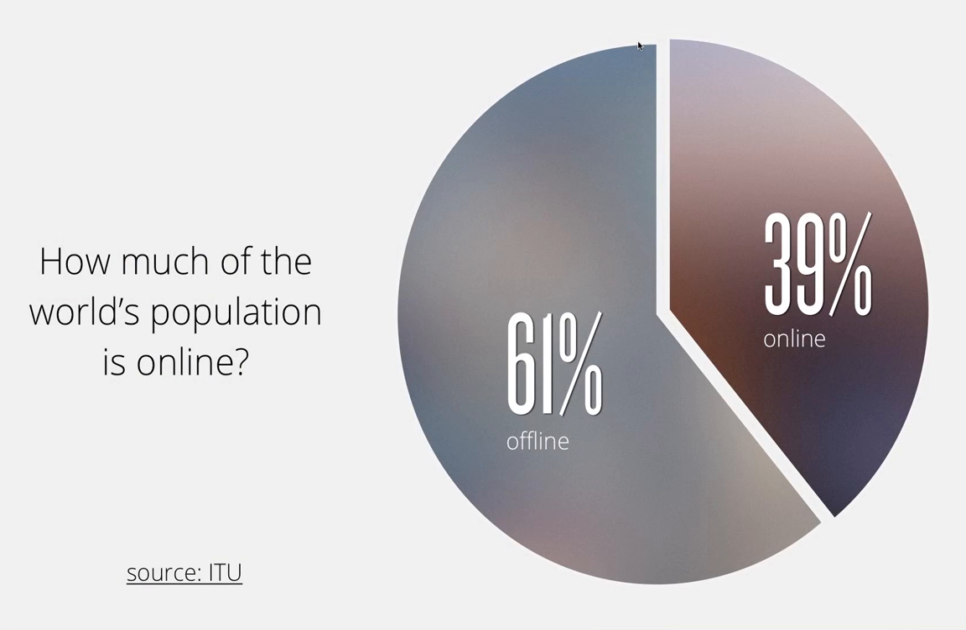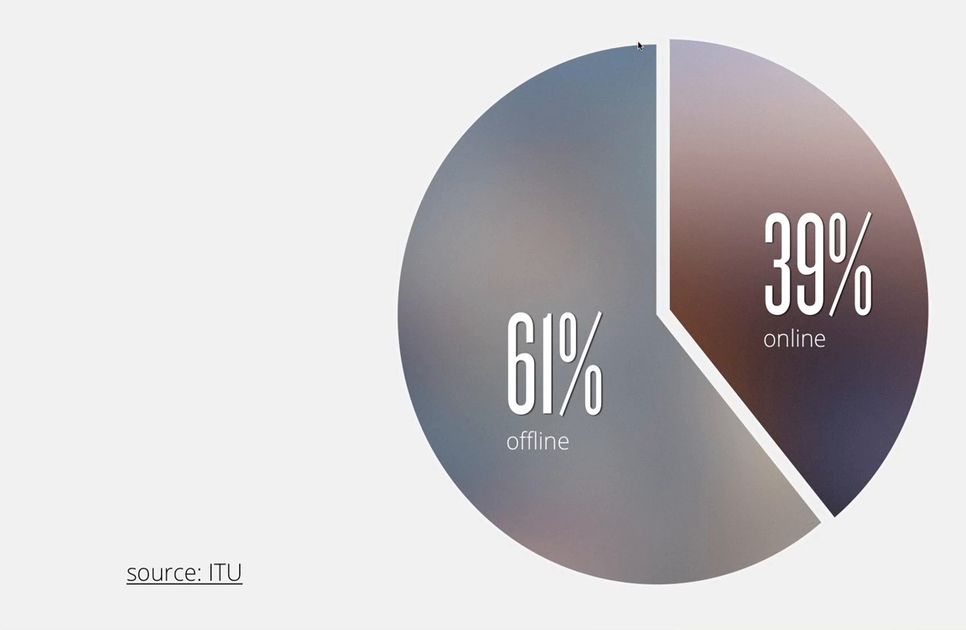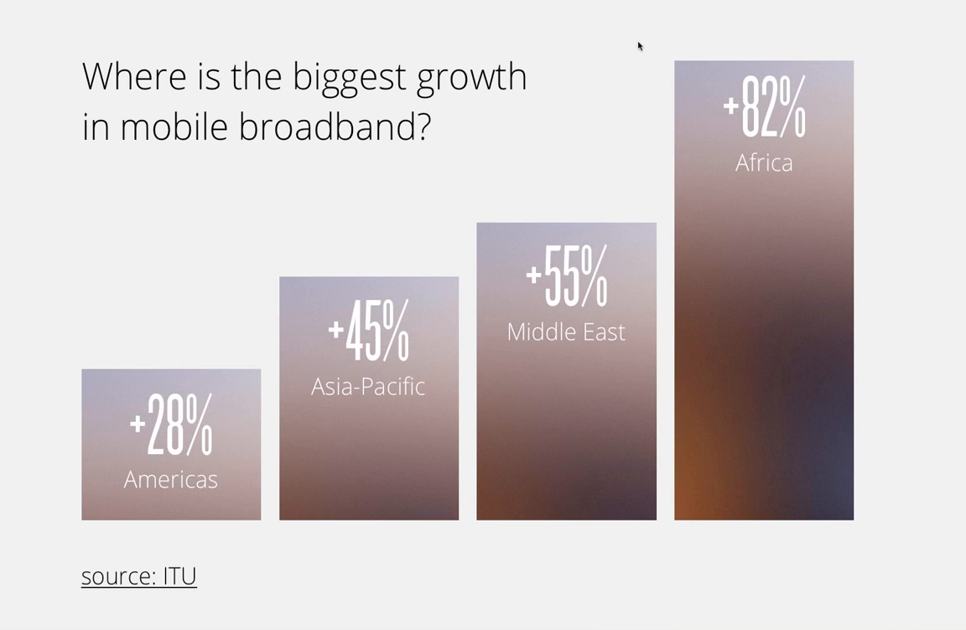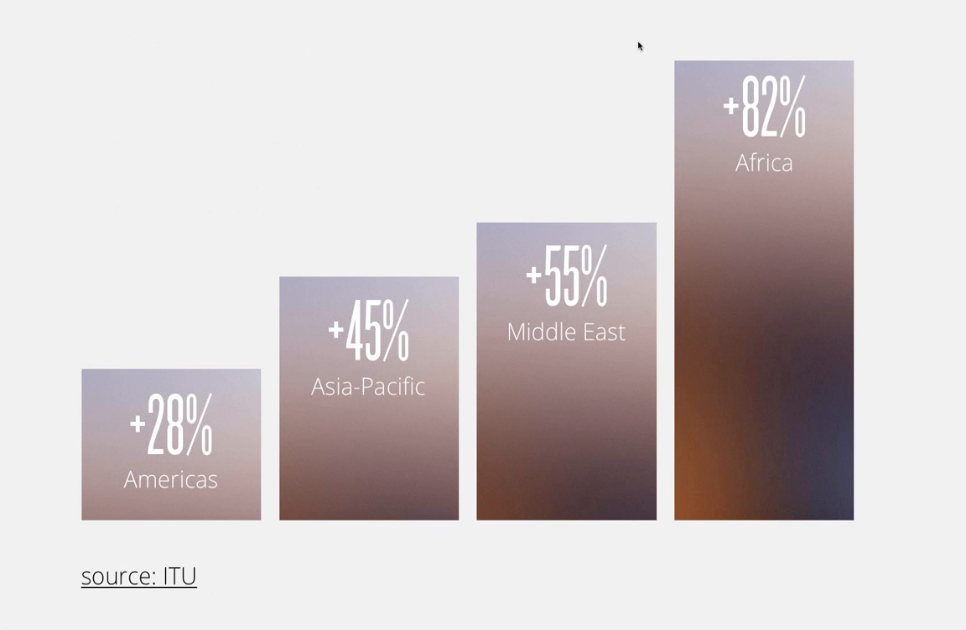Let's take a look at how ubiquitous the internet is right now, as of today, as of Q2 2013. About 61% of the world is currently offline. 39% is online. So it really isn't ubiquitous yet. We are seeing a huge spike in mobile broadband, though. Year-to-year or average quarterly growth from 2010 to 2013: huge growth in the Americas, huge growth in Asia Pacific, outstanding growth in the Middle East, and really explosive growth in Africa.